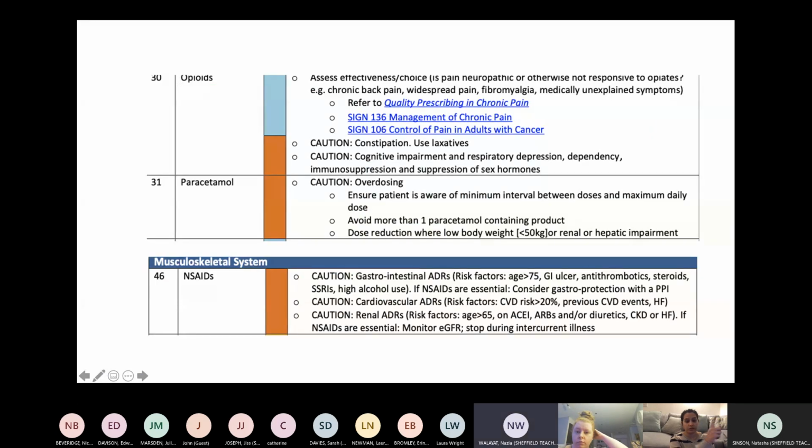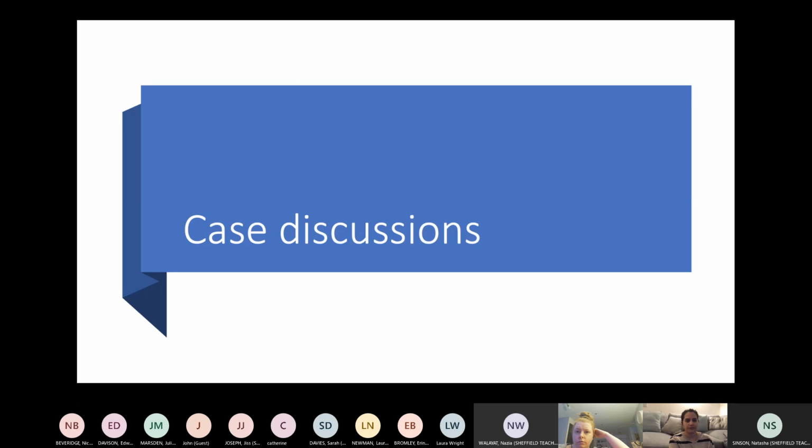And again, this is just pulled out because they go through the different medications as well and why you would be cautious about using them in the older person. So you can see at the top that it talks about opiates and in particular constipation, so you need to use laxatives, and then again cognitive impairment and maybe respiratory depression. Paracetamol, it talks about reducing the dose for the weight. And with NSAIDs, it says caution in using for anyone over the age of 75 or if you have cardiovascular risk factors or renal risk factors. So again, it's being very cautious of these medications in the older population.